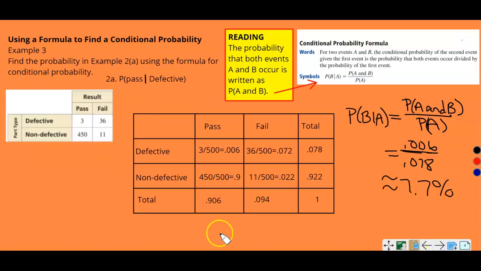This is using the formula, which may take even a little longer, but you know it's going to be accurate if all the numbers in your table are correct. Actually, now that I'm thinking about it, if we're just looking for one thing, we probably didn't have to complete the entire table, but it's good practice review from a previous lesson. It would have been a little quicker if we'd only completed the first row, which is the ones that were defective.